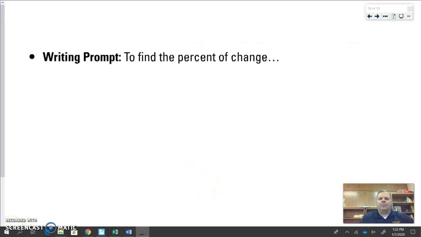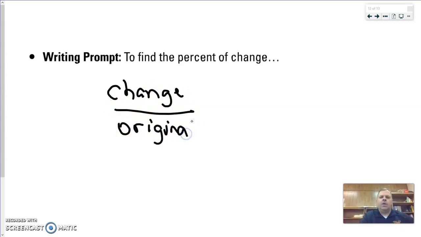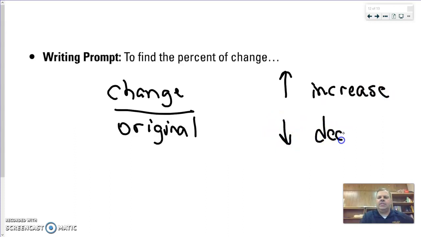So to wrap things up, to find the percent of change, we take the change over the original, and if it goes up, it is an increase. If it goes down, it is a decrease.